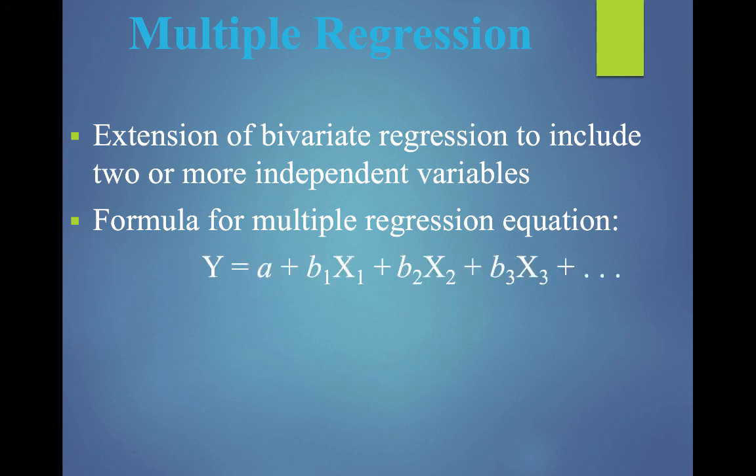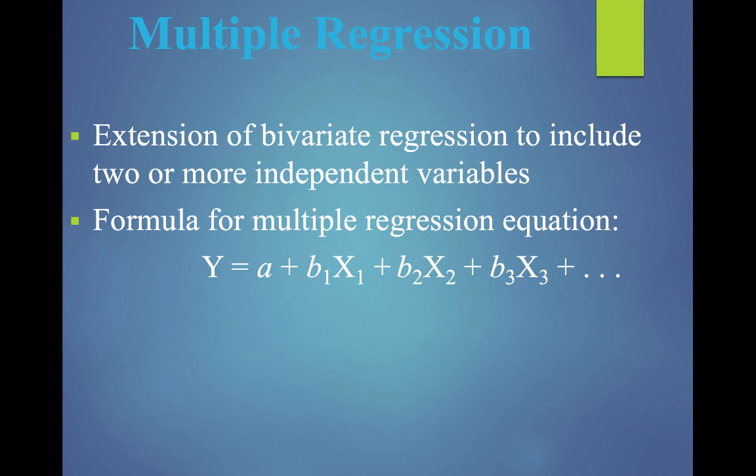Okay, so in this formula, a equals the y-intercept, just as before. So where it crosses the y-axis, and the predicted value of y when all the x values are 0, right? The b sub 1 is the partial regression coefficient, which is the effect of the independent variable when all the other variables are held constant.